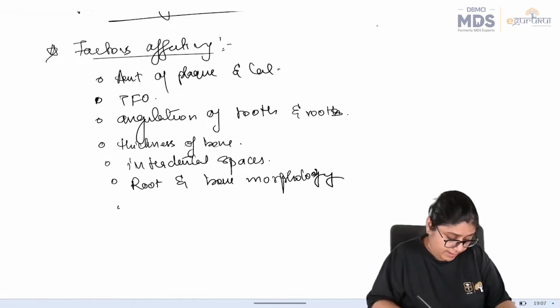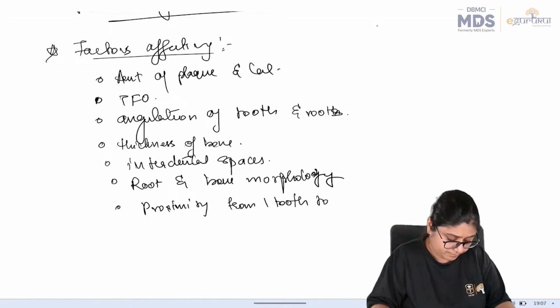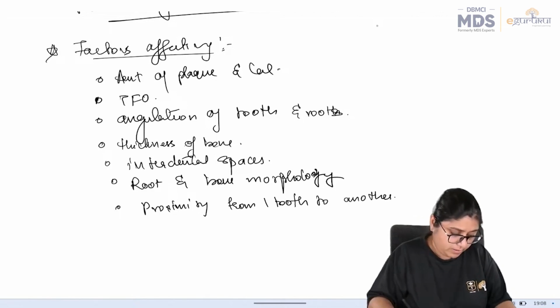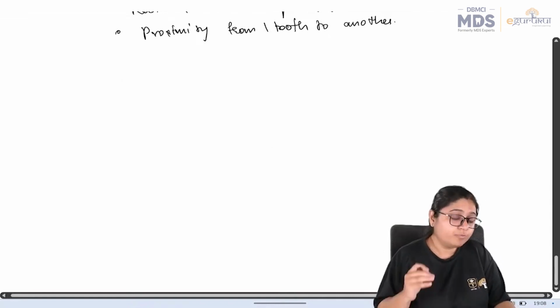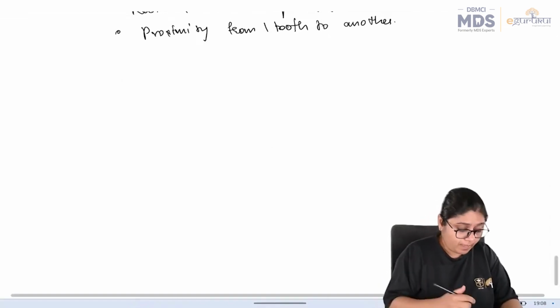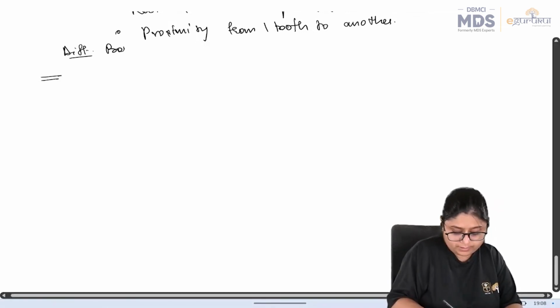Morphology and proximity from one tooth to another. Now, let us see the different types of bone defects which you will see. We have already seen the first different bone defects which you will see.